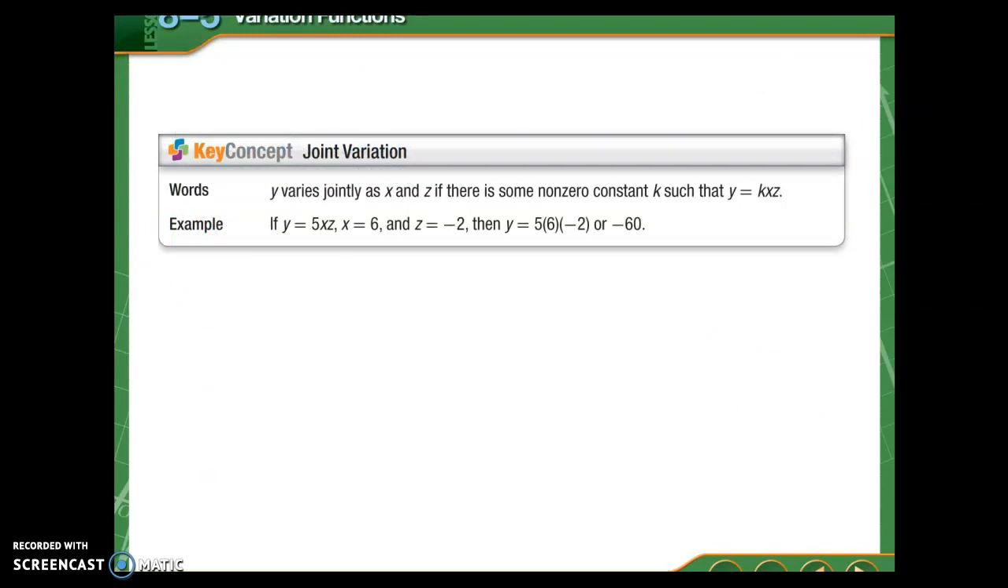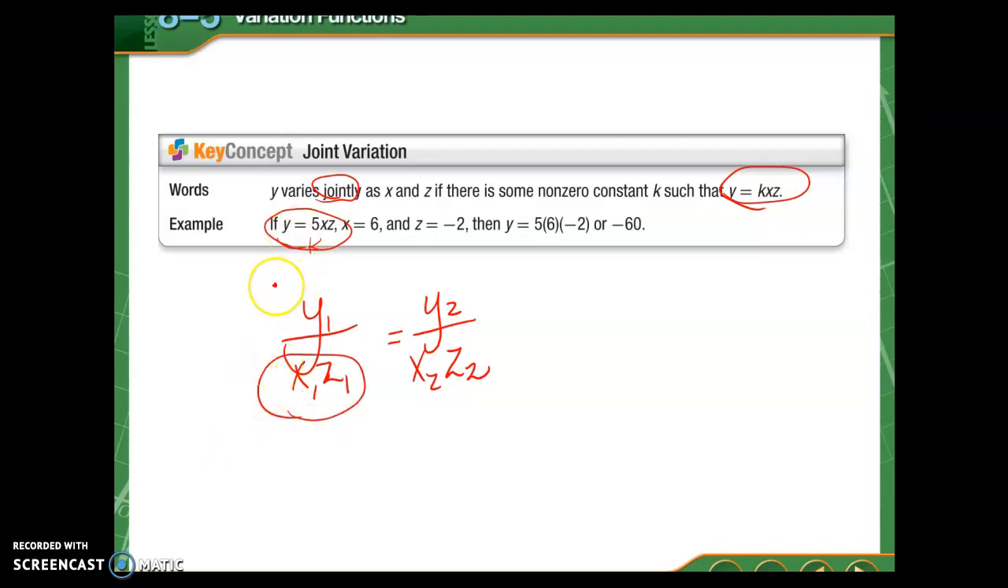Some things can be joint, so same thing where it varies jointly. That means that two things are affected with that constant rate of change. So this is the equation for it: y equals your constant times the two things that are varied jointly. When it says varied jointly, they're both proportional. If I looked at it as a proportion, then y varies jointly with x1 and z1 will equal your second y over x2 z2, or any letters. In joint variation, both x and z are proportional with y.